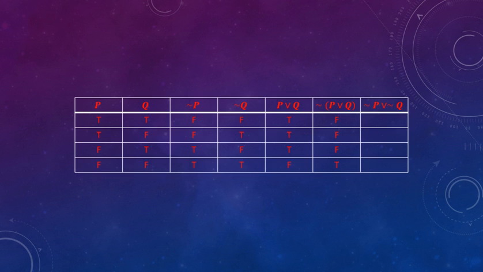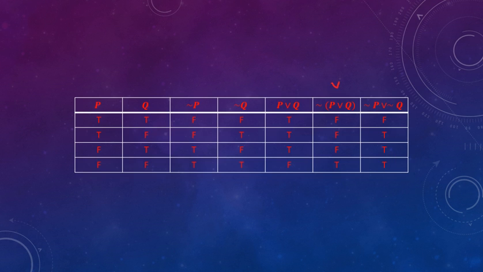And now, separately, we're going to do the disjunction of these two columns, not P as well as not Q. So a false or a false gives me a false. A false or a true gives me a true. A true or a false gives me a true. And then a true or a true gives me a true. And that is our last column there for not P or not Q.